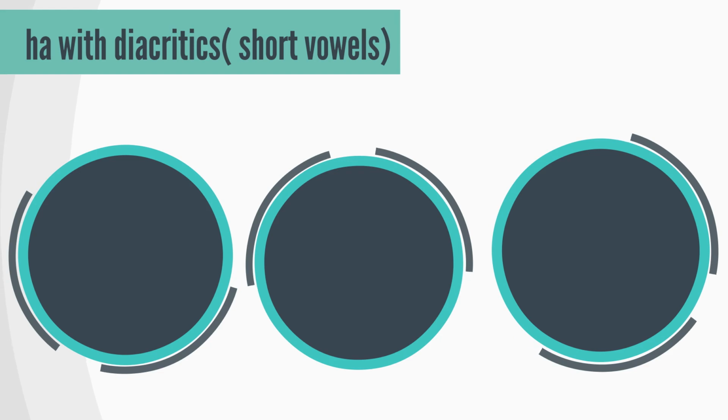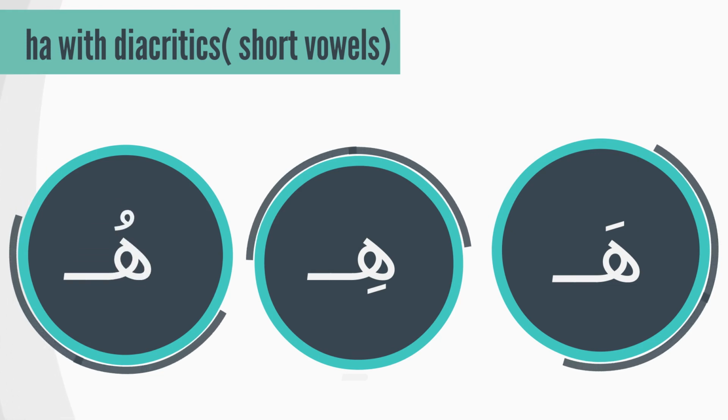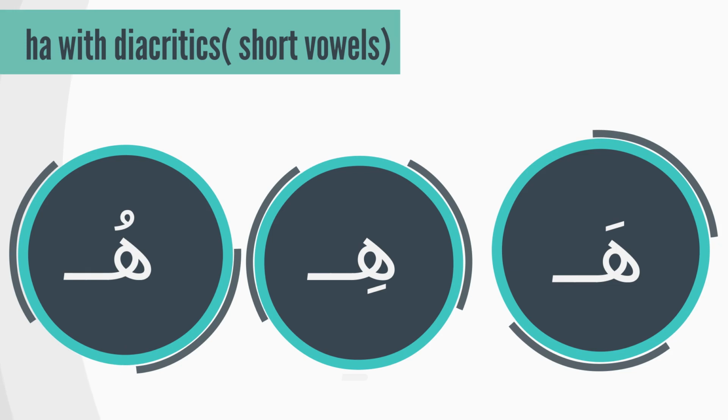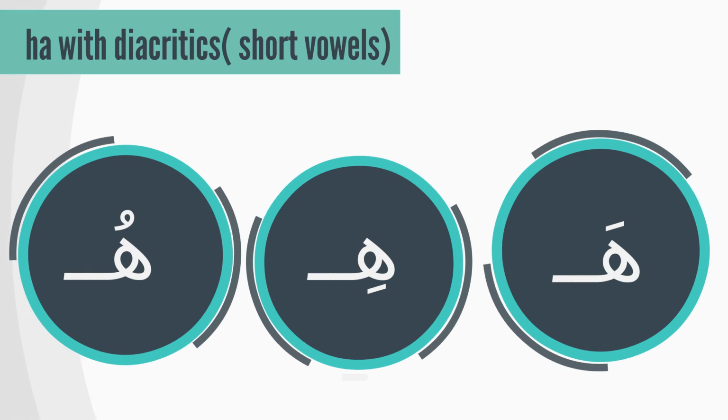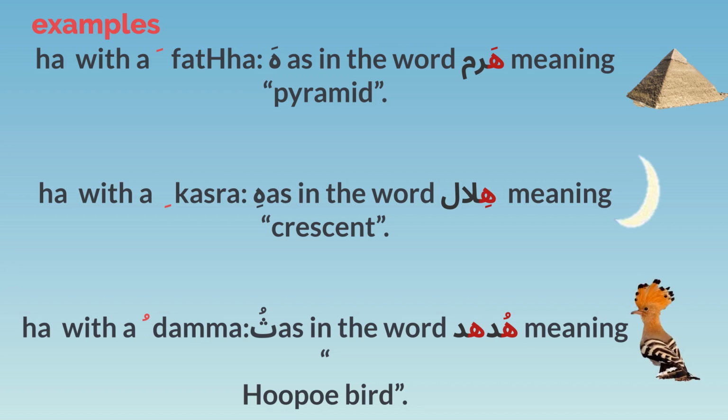ها with short vowels. ها, he, who. Let's see some examples here. ها with fatha, ها, as in the word haram. ها with kasra, he, as in the word hilal, هلال. ها with damma, هو, as in the word هدهد.